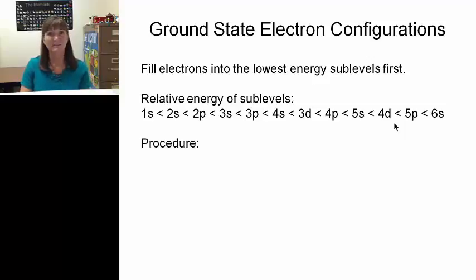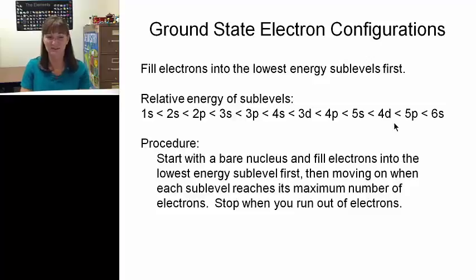And here's the procedure. If I ask you to give me an electron configuration, this is what you're going to do. You're going to start with a bare nucleus. So pretend like you have no electrons. And you're going to fill the electrons into the lowest energy sublevel first. So we're going to put electrons into the 1s sublevel first. Then you're going to move on when each sublevel reaches its maximum number of electrons. Do you remember what the maximum number of electrons that could fit in an S is? That would be 2.